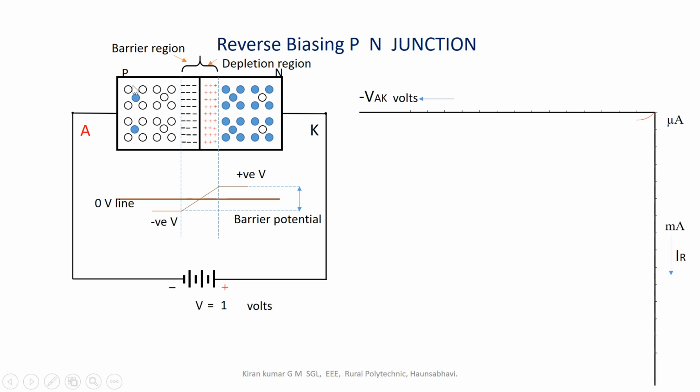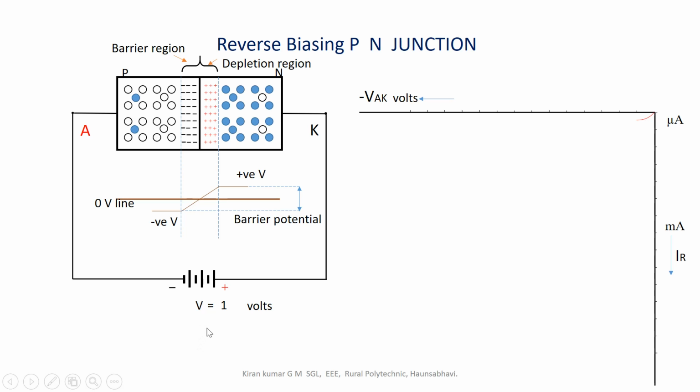However, the minority charge carriers present in both P and N regions will be moving in the opposite direction and they will cross the junction, creating very little current, in the order of microamperes only. As you can see in the characteristics plot, a small current starts flowing, which is indicated by the red line in the characteristic plot, which will be in the range of microamperes only.